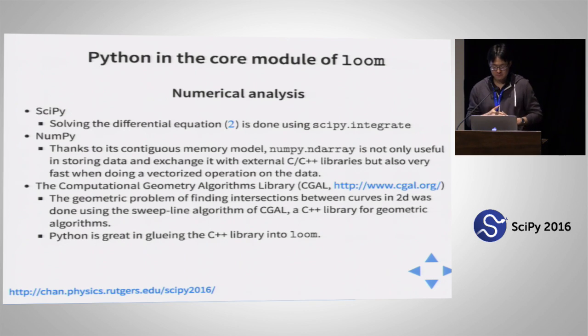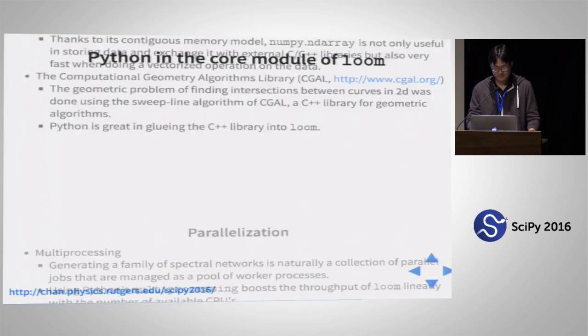And if you remember the computational task, after we find those curves on the Riemann surface, on the two-dimensional surface, we need to find intersections between two curves. And for that, I used a C++ library called the Computational Geometry Algorithms Library, which can be found at this address. This is a C++ library, so you need to glue it into Python, but Python was just great at gluing such an external library, with relatively little pain in doing that.